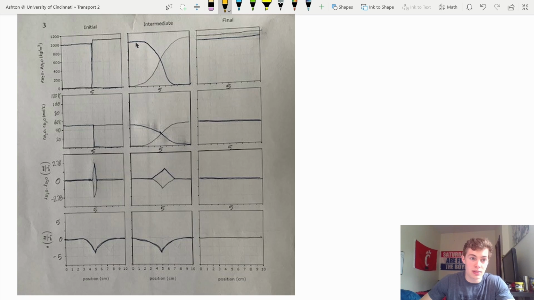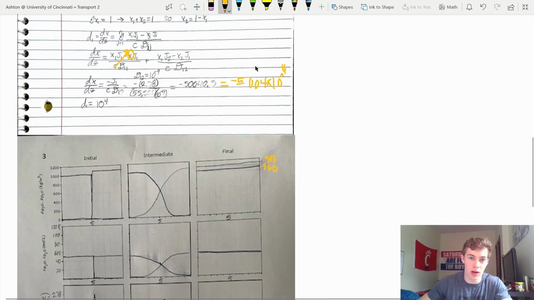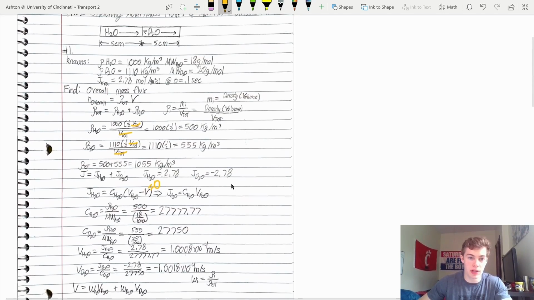Next, we're going to look at the intermediate when they start to mix. As we get closer and closer to the other side, we see that our mass concentration starts to decline to 0 at the other side because they're still mixing. And then finally, when they're completely mixed, from our calculations earlier, we have our 500 for water and our 5 for our D2O, which we calculated right up here.